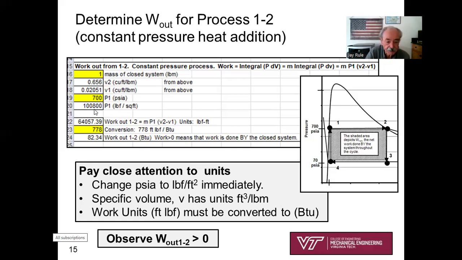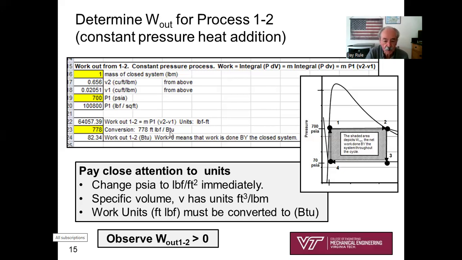So there's my pressure. So my work out, keeping my units, the integral of PdV, is M times pressure times the change in specific volume, cubic feet per pound mass. There's my M. That's going to cancel my per pound mass. Hopefully you can do this in your head: the units of pounds mass times pounds force per square foot times cubic feet per pound are going to have units of pounds force feet, foot-pounds force. Some huge number of work out for 1 to 2. I've got to write down my conversion.